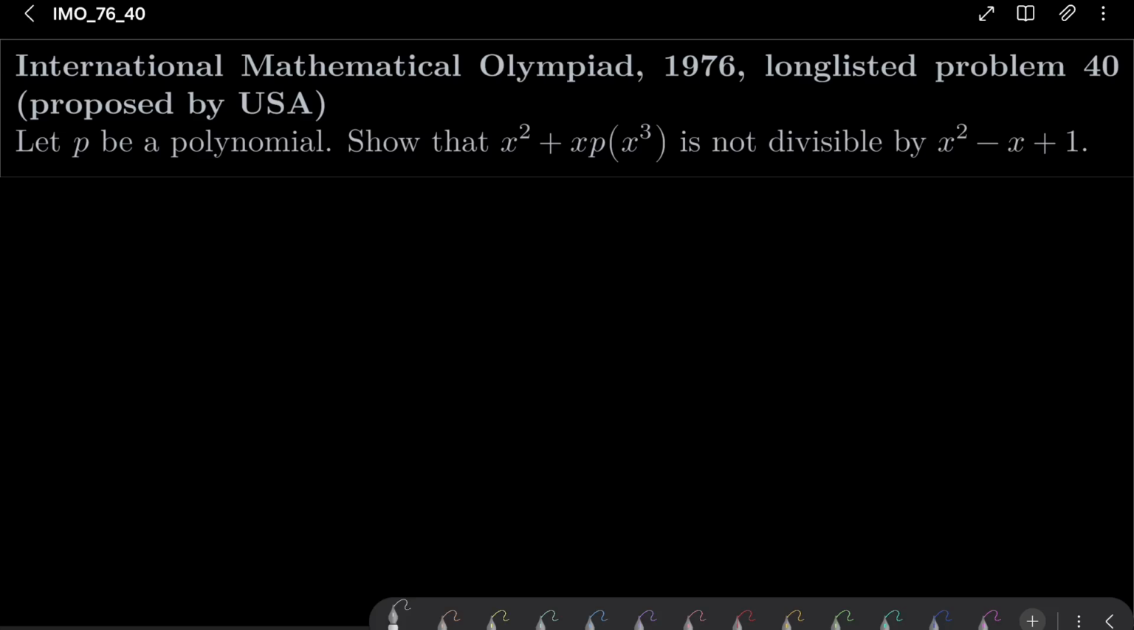Hello friends, in this video I'd like to solve the following problem from the International Mathematical Olympiad 1976, long-listed problem number 40, proposed by the United States of America. Let p be a polynomial. We wish to show that x squared plus x times p of x cubed is not divisible by x squared minus x plus 1. So here are my hints for this problem.